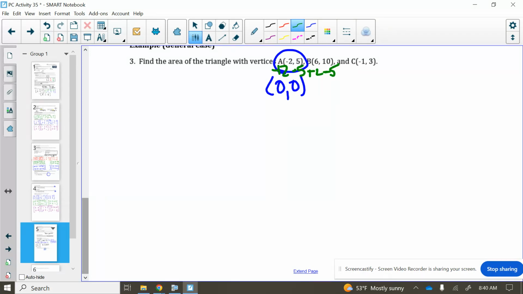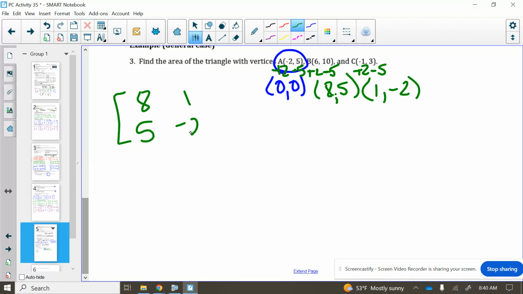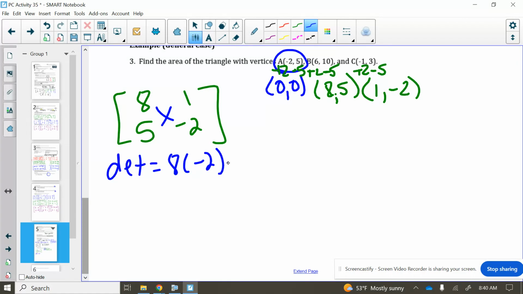I'm going to add 2 so that point B is now at 8, 5. And I'm also going to add 2, subtract 5 to point C so that I'm at 1, negative 2. So now that I have my points shifted and one of them is at 0, 0, I can use the other 2, 8, 5, and 1, negative 2. And again, I can find first my determinant value, taking 8 times negative 2 minus 1 times 5. So it's negative 16 minus 5 more. My determinant value is negative 21.